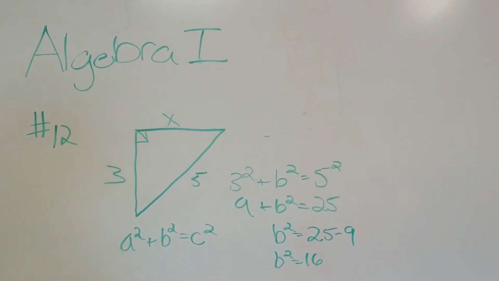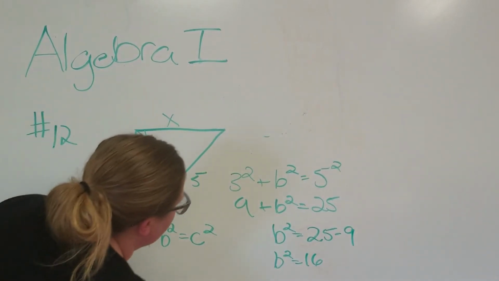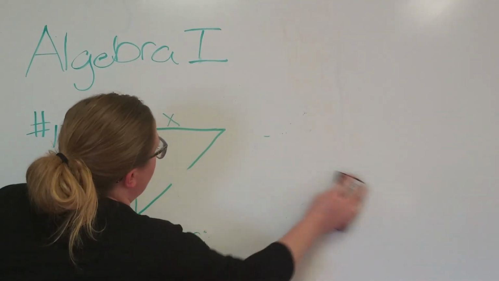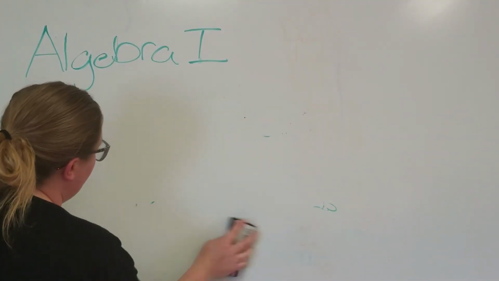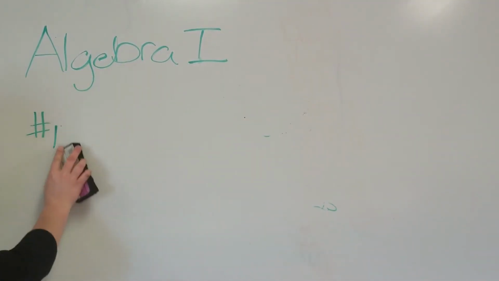All right, problem number 13, we're going to do another vertex of the parabola, but this time they ask us to graph an equation. So we're doing what we just did a minute ago backwards.